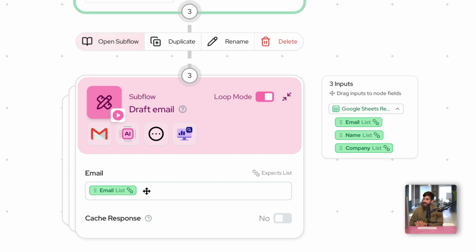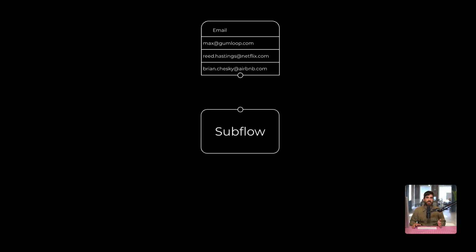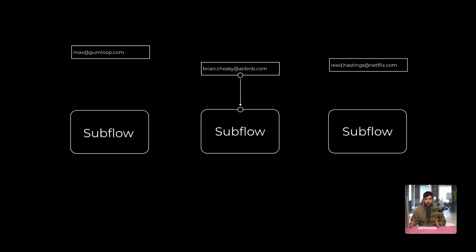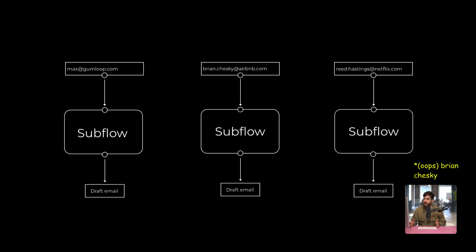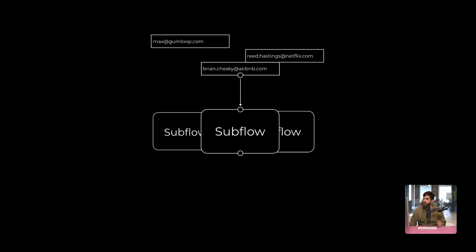Whenever you have a text input, in our case, it's the email, and you input a list, Gumloop is going to understand that you want to run this node or this subflow, the series of nodes, for each item in that list. So in our case, we want to say, take email number 1, which is Max, run the subflow, which is draft an email for Max. Take item number 2, which in our case is Mark Benioff, and go ahead and draft an email for Mark. And take item number 3, you get the point, right? So whenever you put a list into a text input, that node or subflow is going to go into loop mode and execute every item in that list.